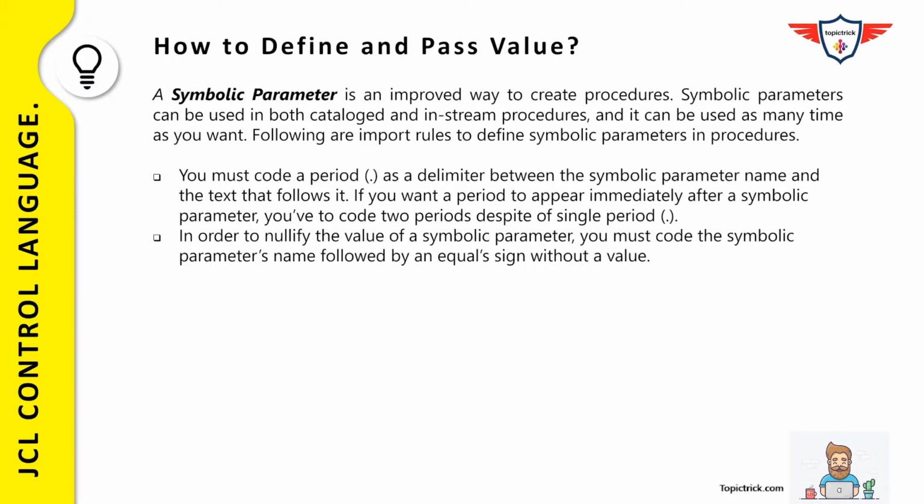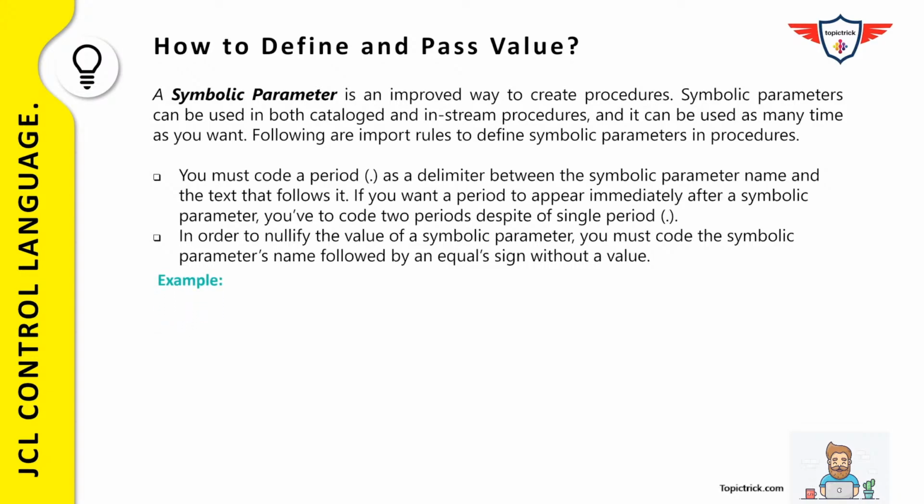Following are the important rules that you should always remember when you are defining symbolic parameters in a procedure. First and foremost, you must code a period as a delimiter between the symbolic parameter name and the text that follows it. If you want a period to appear immediately after a symbolic parameter, then you have to code two periods instead of a single period. Second important rule is that if you want to nullify the value of a symbolic parameter, then you can code the symbolic parameter followed by an equal sign, and after that you are not required to specify any value.